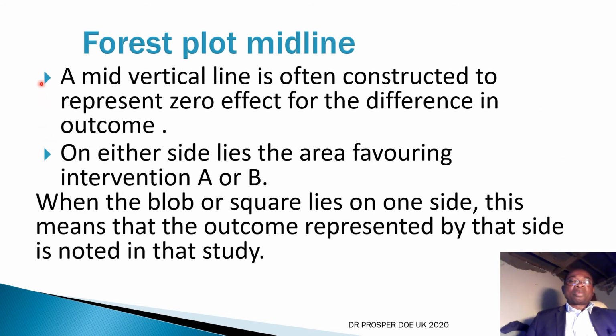On the forest plot midline, a midline vertical line is often constructed to represent zero effect for the differences in outcome, and on either side lies the area favoring intervention A or B. When the blob or square lies on one side, this means that the outcome represented by that side is noted in that study.